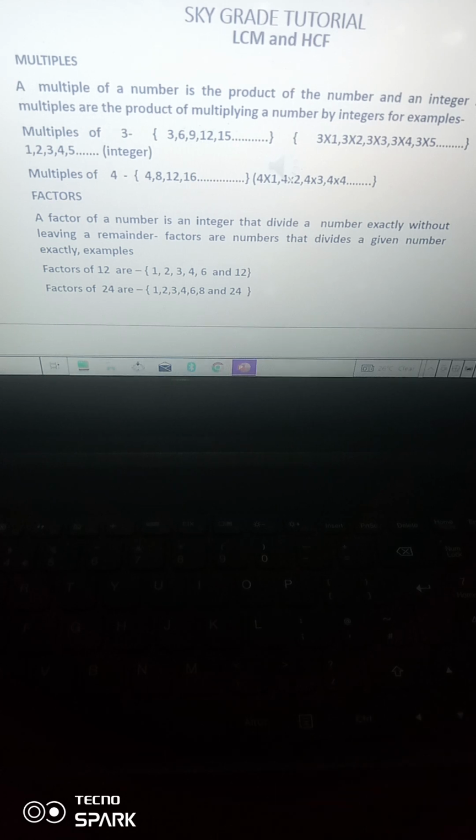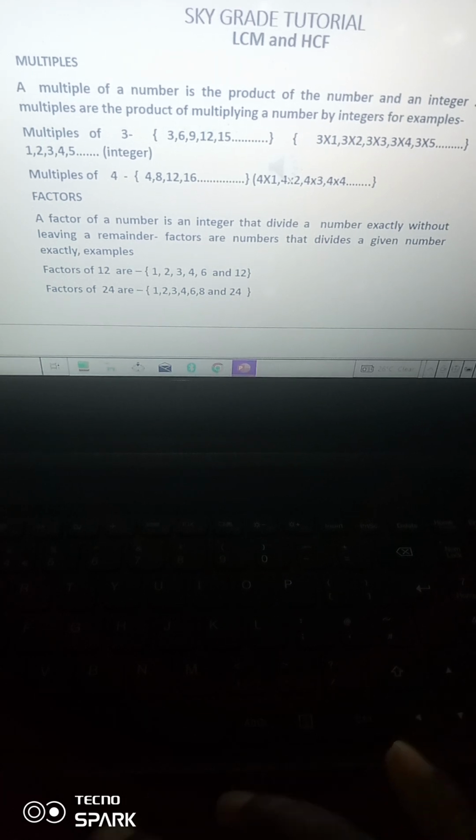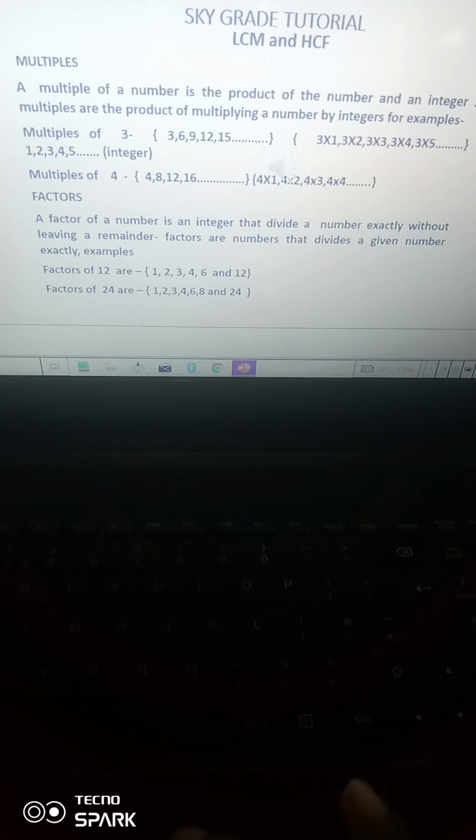If you have your writing material and you wish to copy, you can do so. Go ahead.